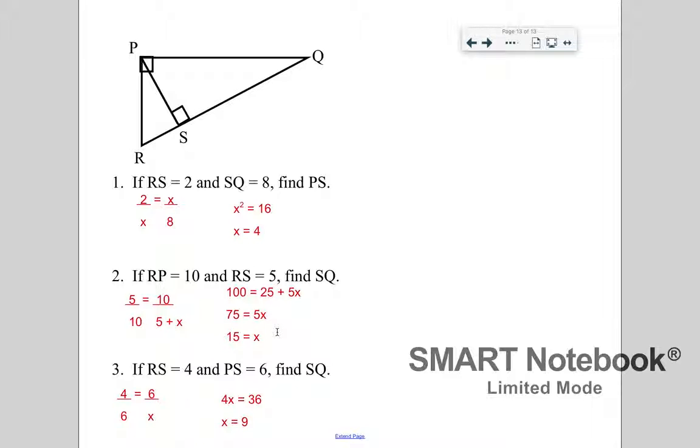And then in number 3, I was given PS. Okay, so that's the geometric mean. That's why it's showing up twice between the parts RS, which is 4, and SQ, which I don't know. And then I solved there.